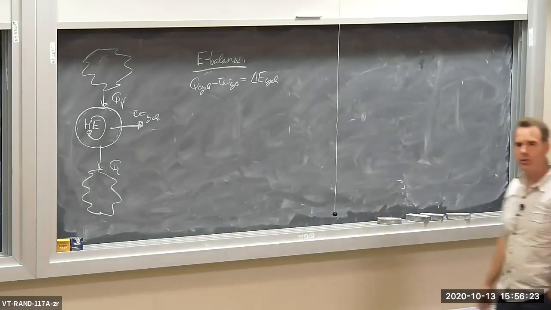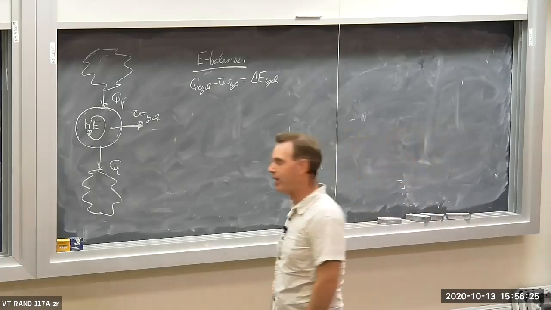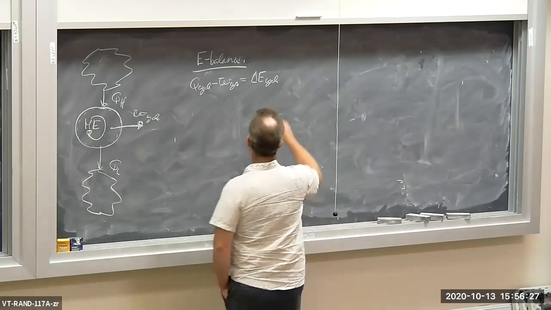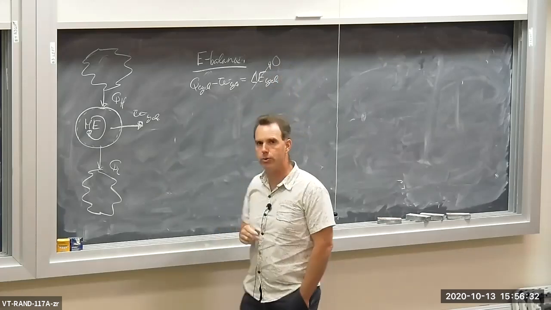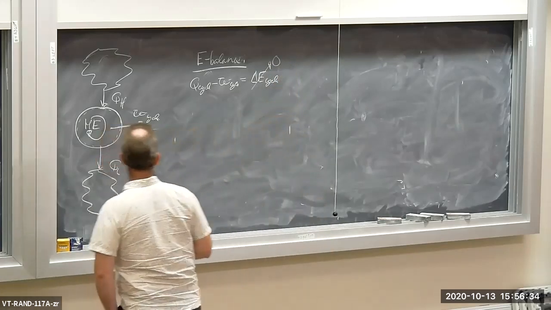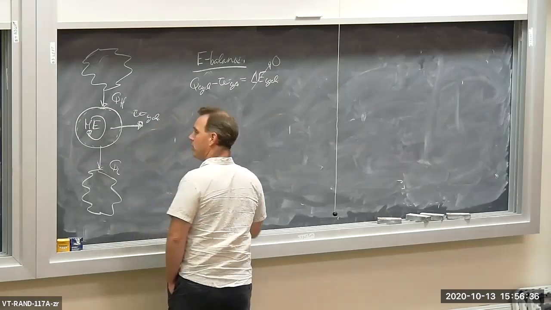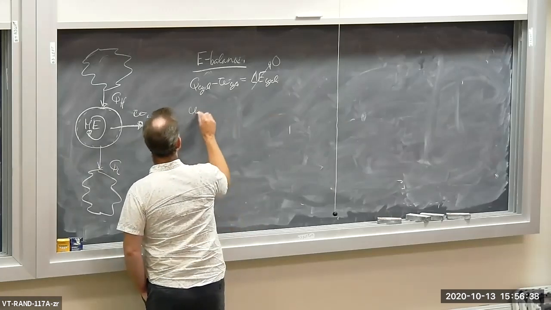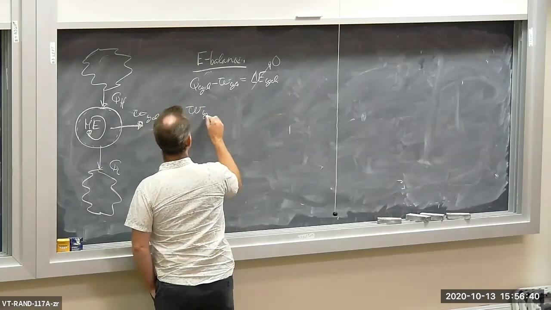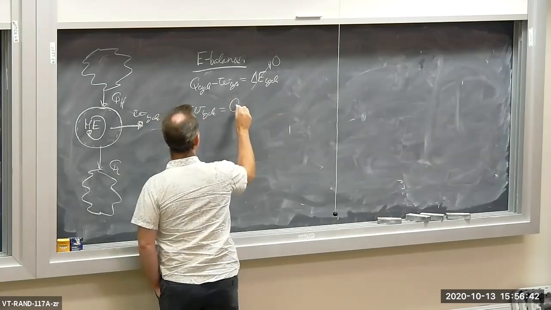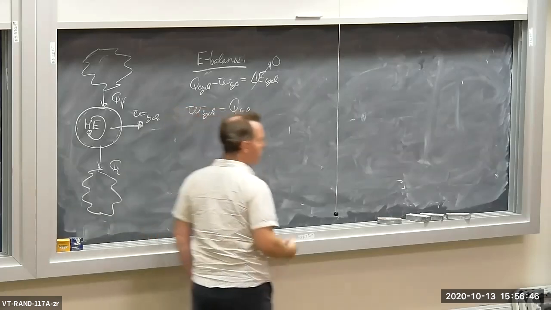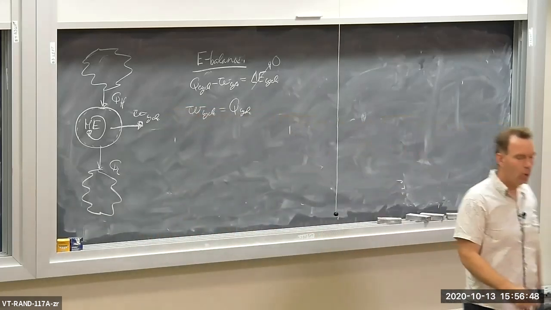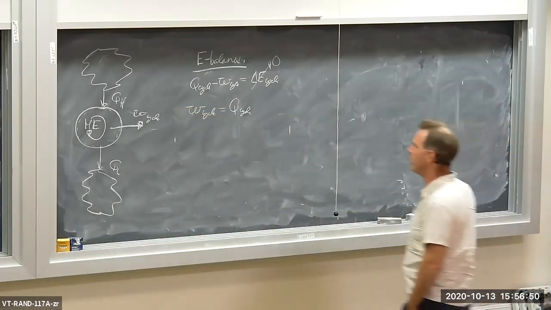Now, over a cycle, there are no changes in any properties. So the change in energy over the cycle is 0. That goes away. So what that says is that the work produced by the cyclic device is equal to the heat added over the cycle. This is a net heat or total heat added over the cycle.